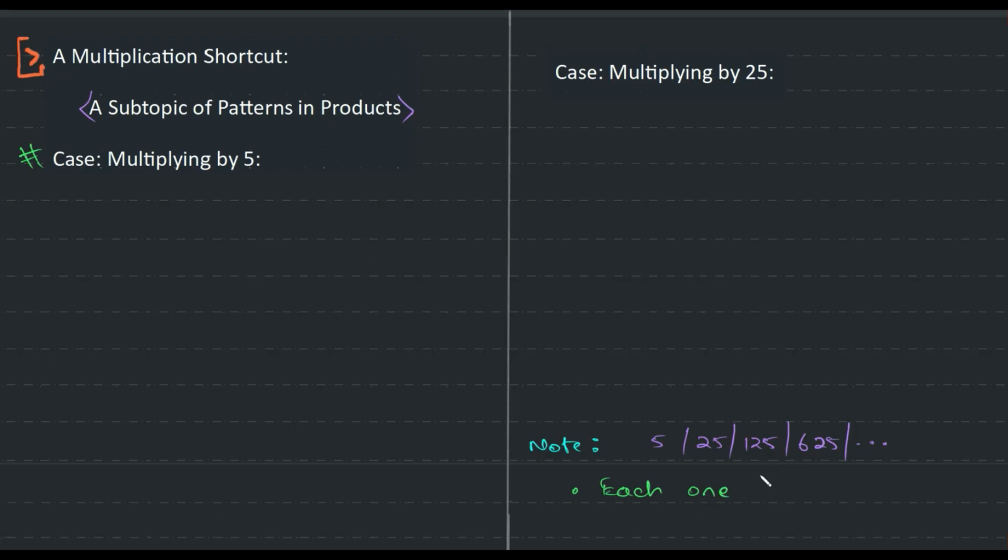Each of these numbers is what? Yes, a multiple of 5, guys. 25 is 5 into 5. 125 is 5 into 5 into 5, so 5 getting multiplied 3 times. 625 is 5 getting multiplied 4 times, that is 5 into 5 into 5 into 5. So if we have any number which is a multiple of just 5, we can use this shortcut.